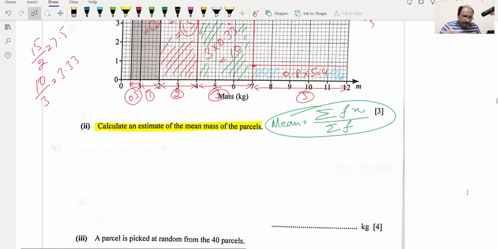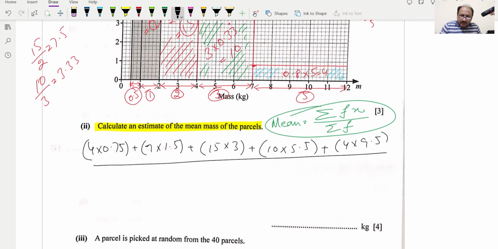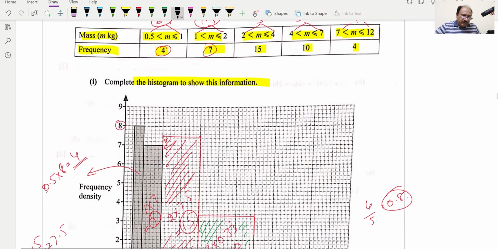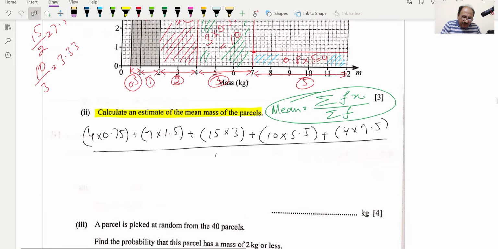4 multiplied by 0.75 plus 7 multiplied by 1.5, similarly plus 15 multiplied by 3 plus 10 multiplied by 5.5 plus 4 multiplied by 9.5, and we will be dividing this by the sum of the frequencies. The sum of the frequencies they have mentioned over here also, 40 parcels, so we'll divide by 40, and this will be our mean which is required.